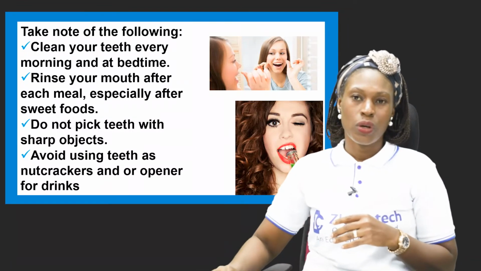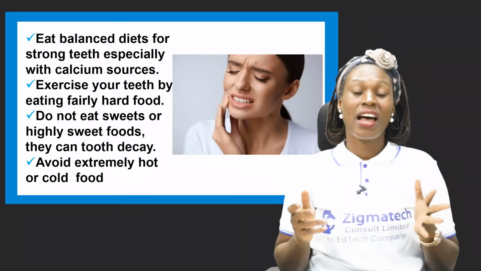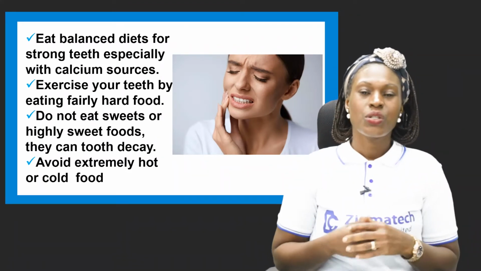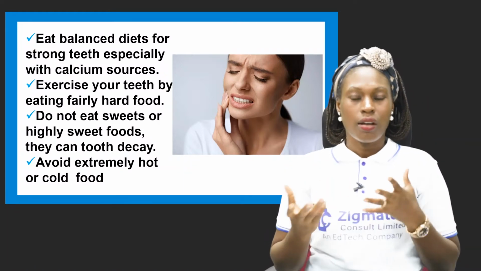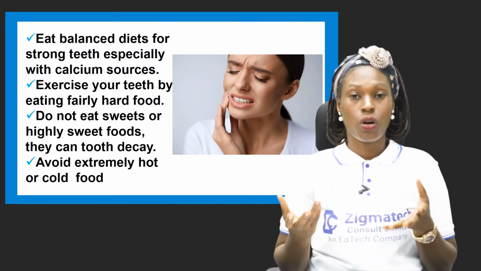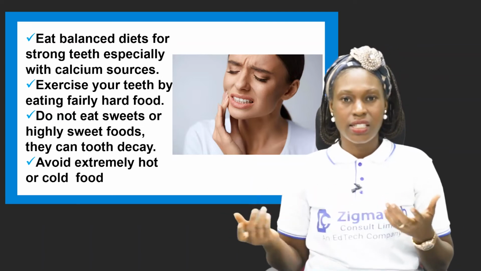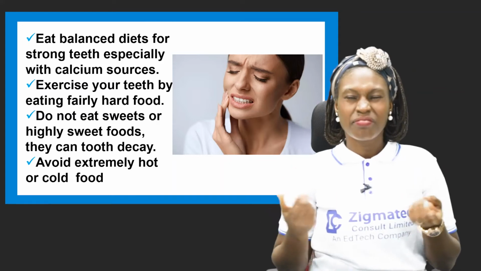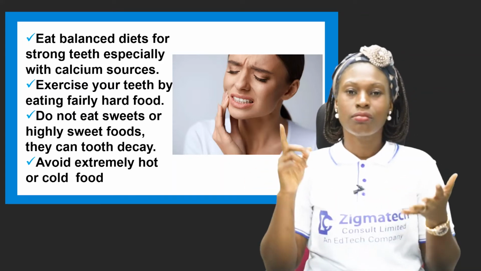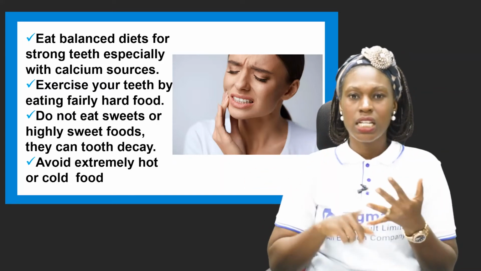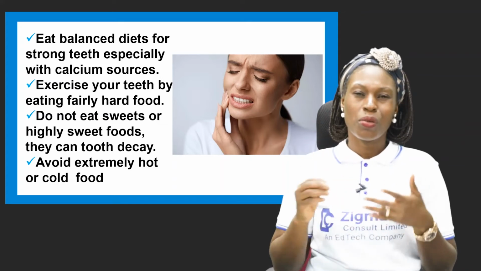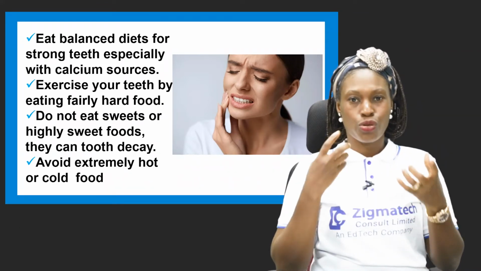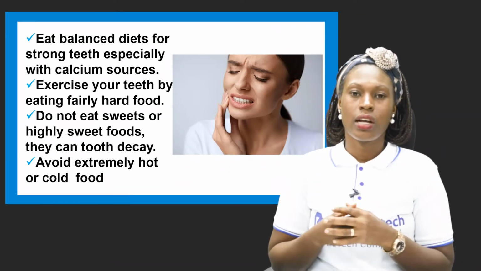The next one is that you should eat balanced diets for strong teeth, especially with calcium sources. You need to eat balanced diets, especially with food that has calcium, such as meat, milk, and some cereals. You find it in fruits too. So you eat a balanced diet to help the teeth stay healthy.